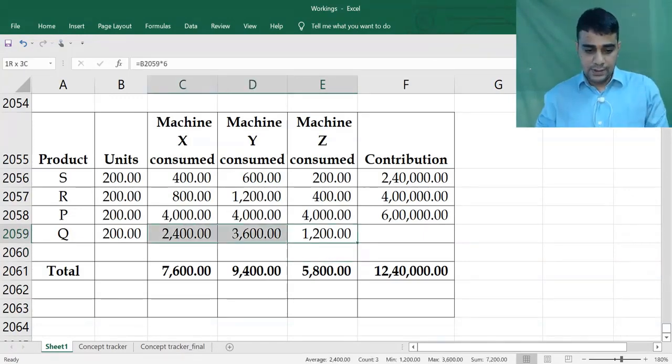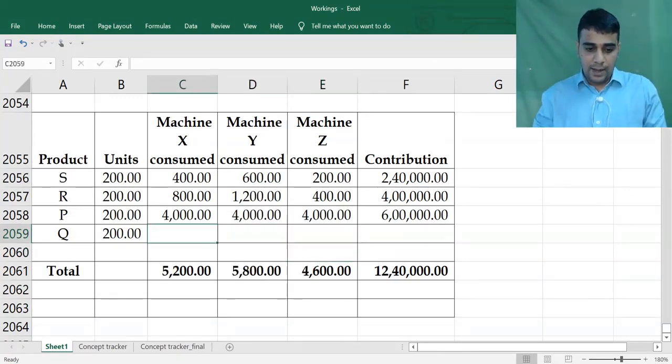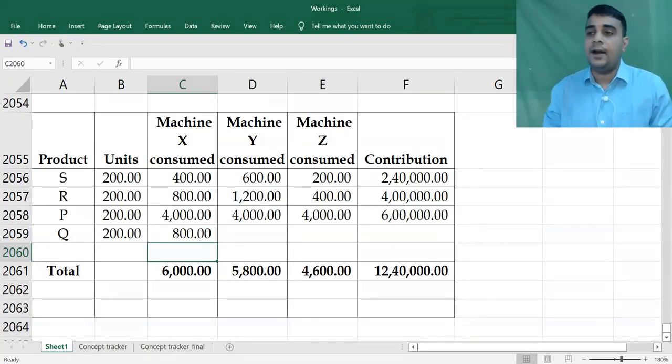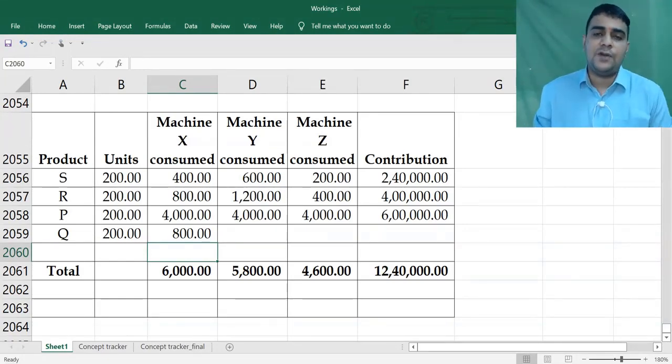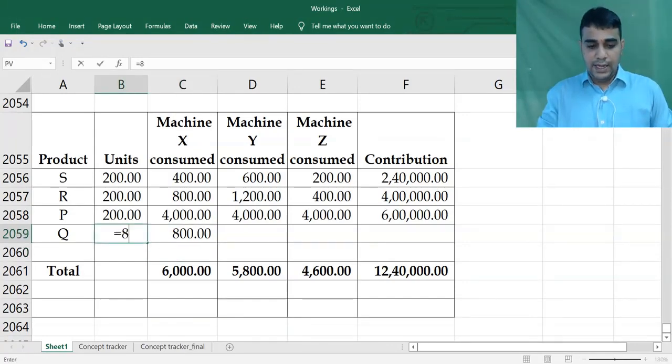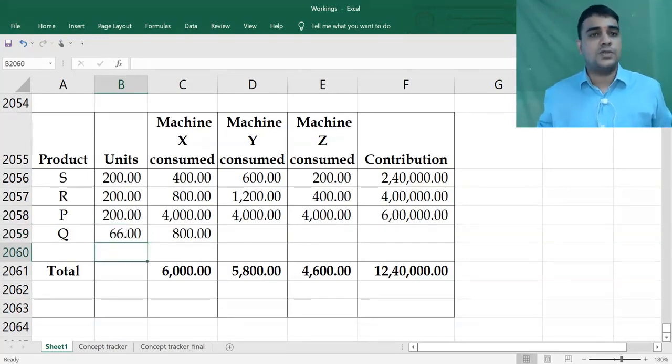So I delete this. I am just taking this as a balancing figure. 800 is the balancing figure. If you have 800 hours of X, which is the balancing figure, how many units of X is needed for 1 unit of Q? 12. So 800 by 12, 66, I round off to 66, okay.